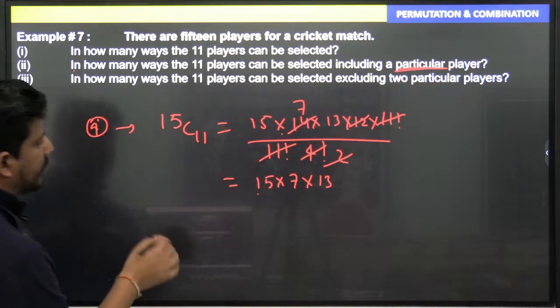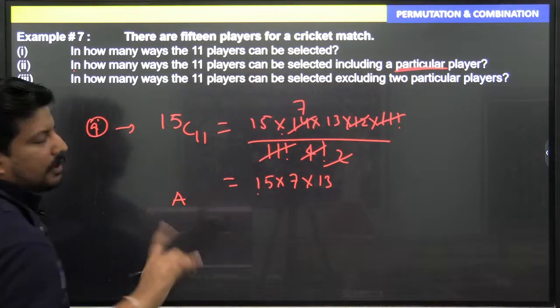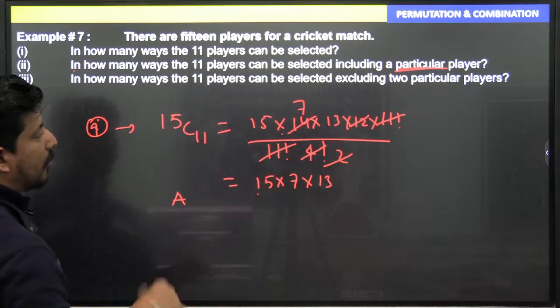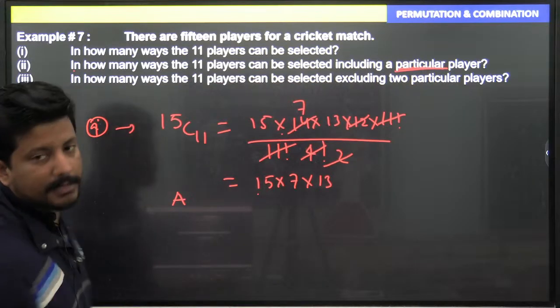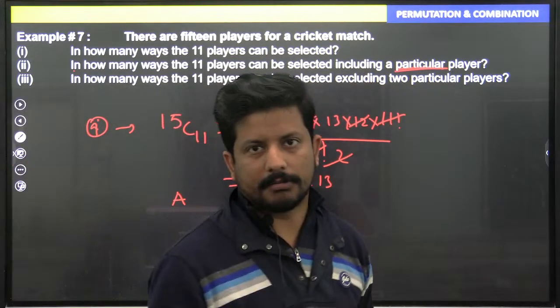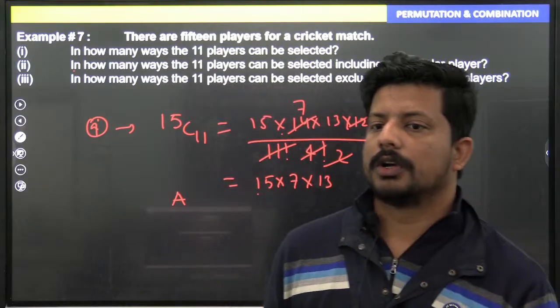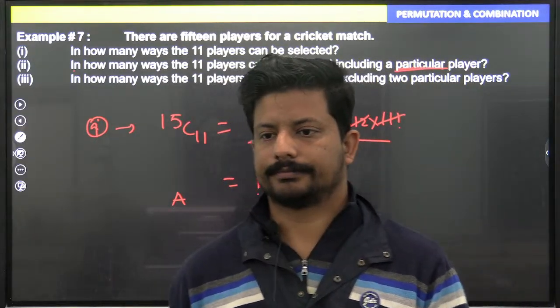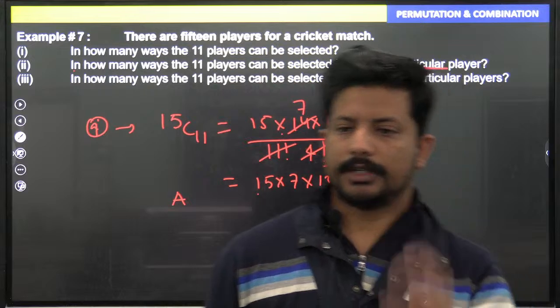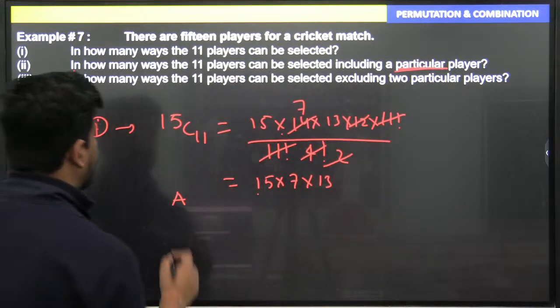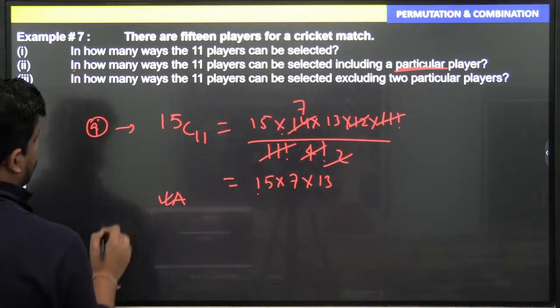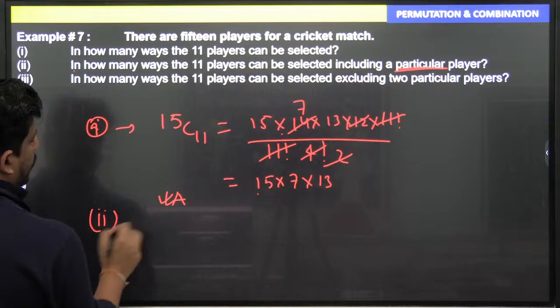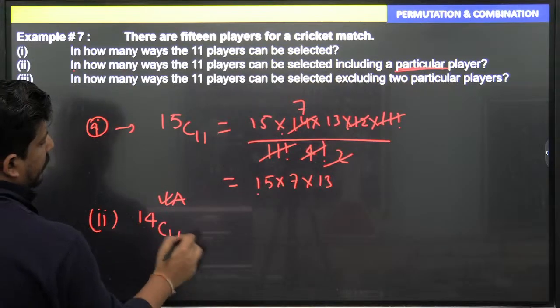So let us assume that member A is always selected in our team. How many members are left? 14 members are left. Out of these 14, how many do we need to select? We need to select 10, because one is already selected. So for option 2, what is your answer? 14C10.